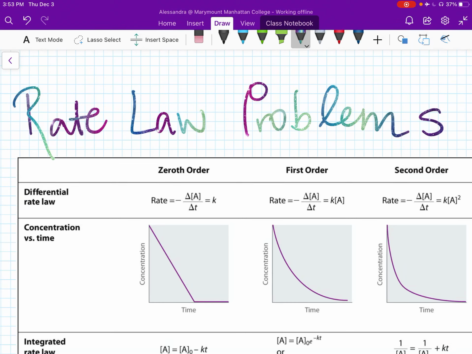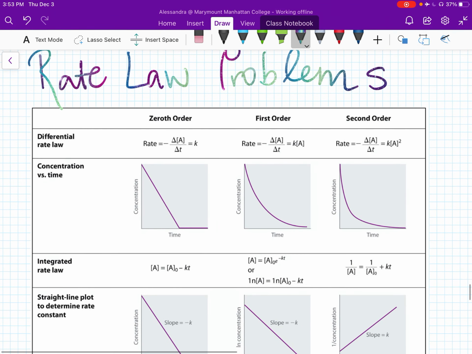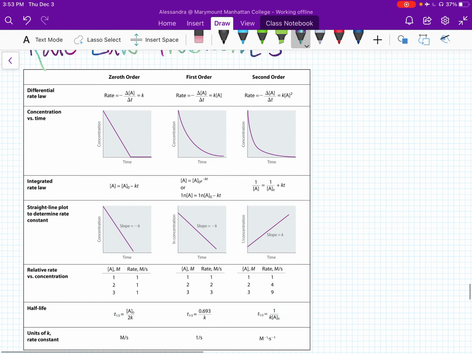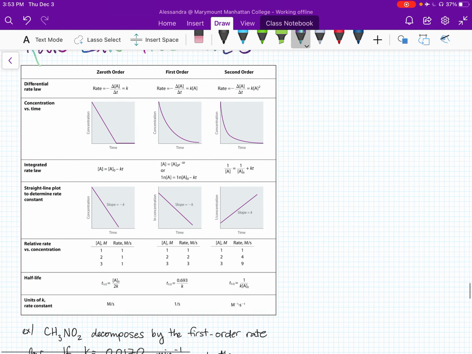So now that we have covered differential and integrated rate laws, I would like to put our knowledge into practice and do some rate law problems. Just to review, in the last lecture, I gave you a kind of summary chart that gives you a lot of information about differential and integrated rate laws for zeroth order, first order, and second order chemical reactions.